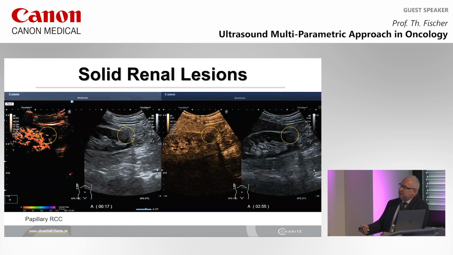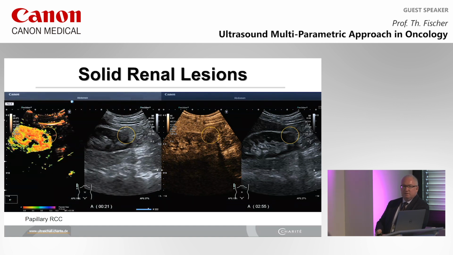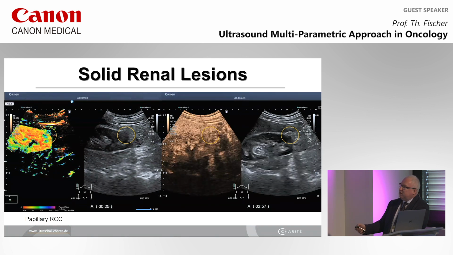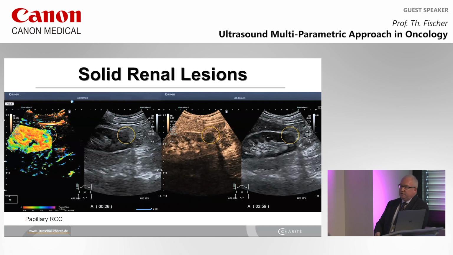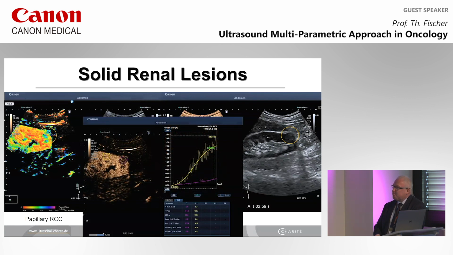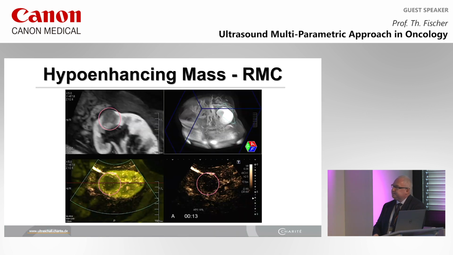Now I show you the inflow pattern. There's a delayed inflow, which is often very typical for this lesion. And on your right, we have this washout. You see 2 minutes, 58 seconds after contrast application, which is very typical for this papillary renal cell carcinoma. And of course, you can measure all these things in the time intensity curve measurement.